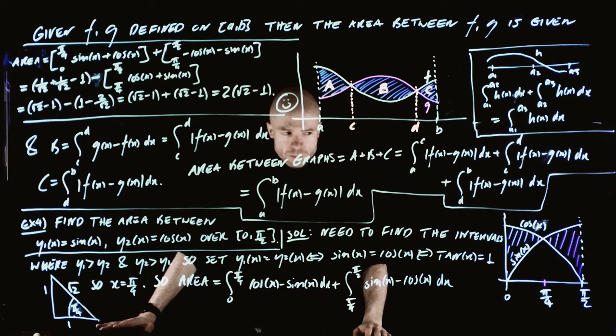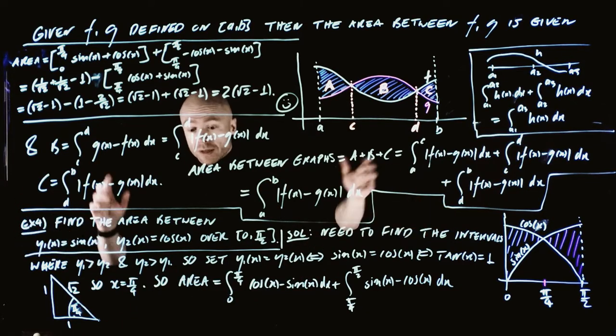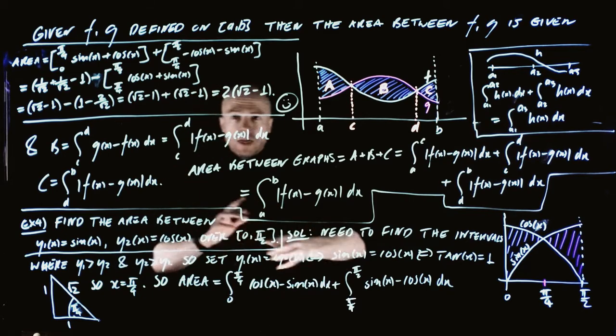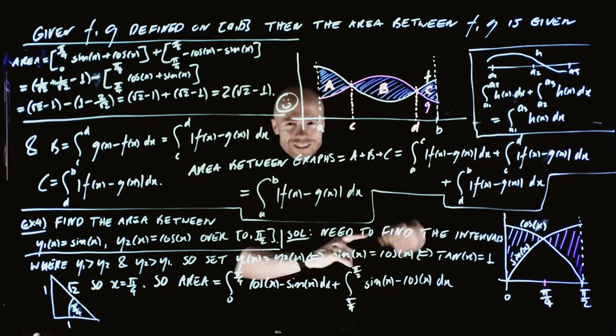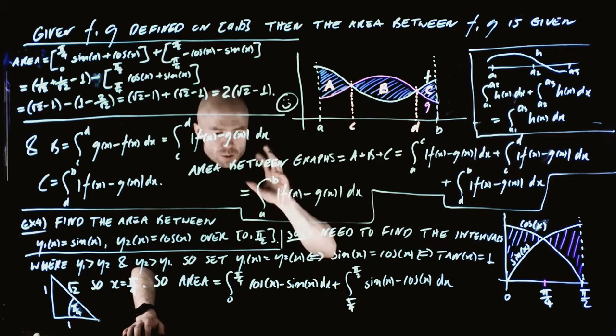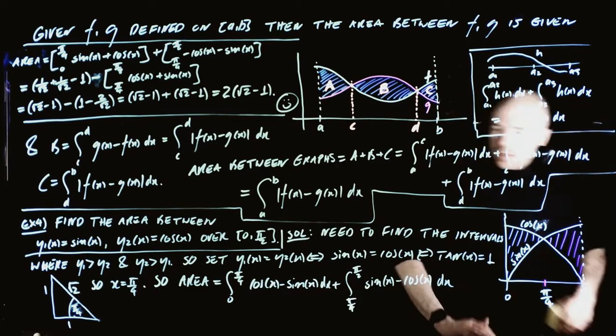The main new thing to learn is drawing the picture and then breaking it up into the parts where one function is above the other, and then where the other function is above the other. All right, good. We have one more example, and let's do that after I clean the board.